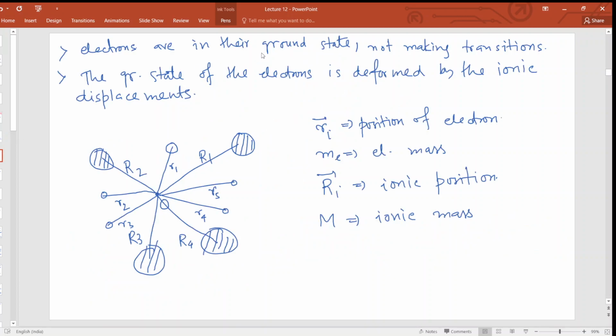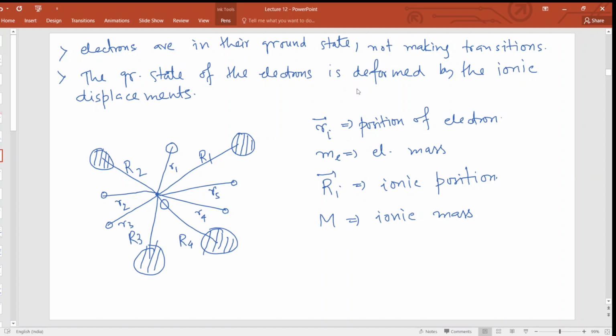So now let's assume that initially electrons are in their ground state. This is the most stable state, so they are not making any kind of transitions. But the ground state of the electrons is deformed by the ionic displacement. Although electrons are not moving, if there is a motion of the ions, then this will be perturbed.